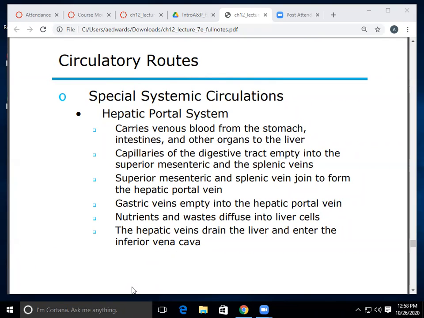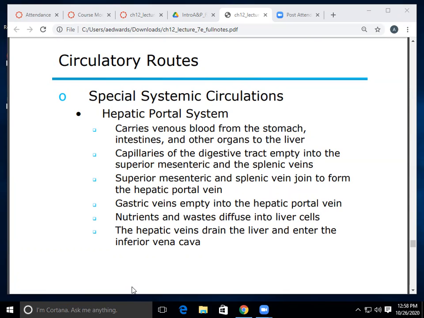And capillaries of your digestive tract will actually empty into the superior mesenteric and splenic veins. Okay. Your superior mesenteric and splenic veins are going to join to form your hepatic portal vein. You also have gastric or stomach veins that'll empty into the hepatic portal vein. Okay, so in the hepatic portal system, nutrients and waste will diffuse into the cells of the liver. And then the hepatic veins are going to drain the liver, and from there, the blood goes into the inferior vena cava.